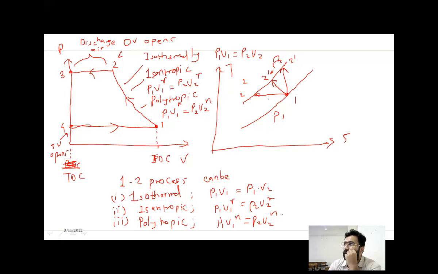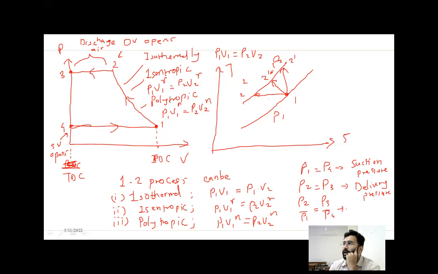Here this pressure P1 is equal to P4 pressure, and it is called the suction pressure. Then P2 is equal to P3, and it is called the delivery pressure. And then P2 by P1, or P3 by P4, is called the pressure ratio.